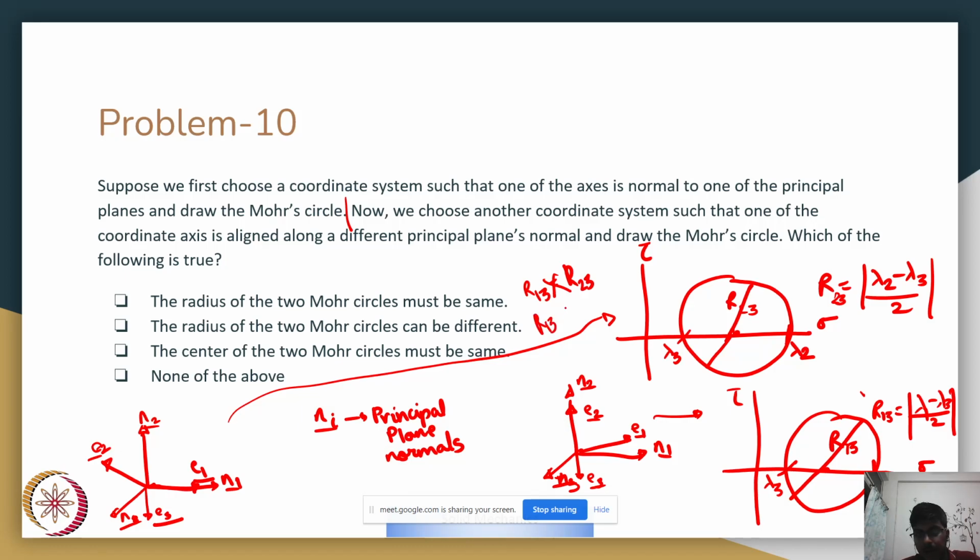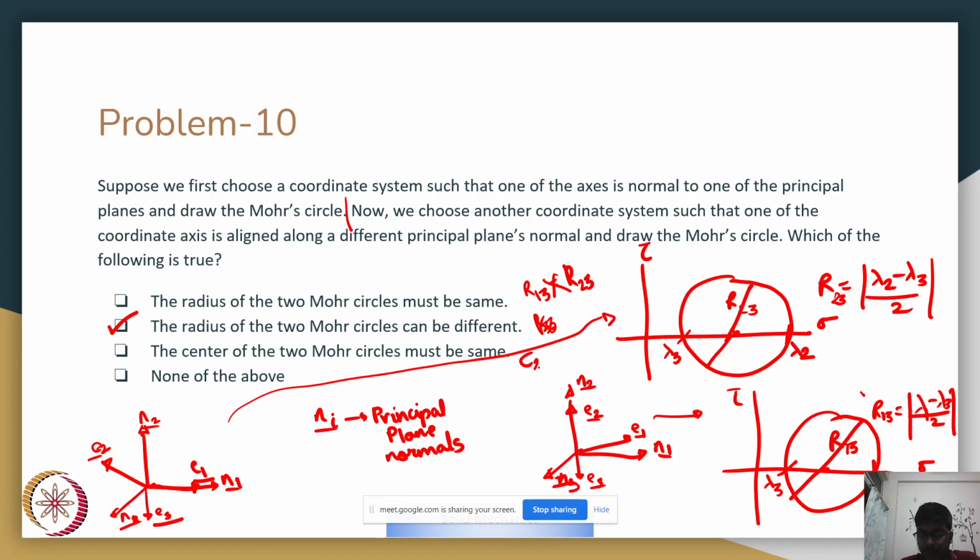So, the first two options are mutually exclusive: either they must be equal or they can be different. So the second one holds. The third one asks if the centers of the two Mohr circles are the same.